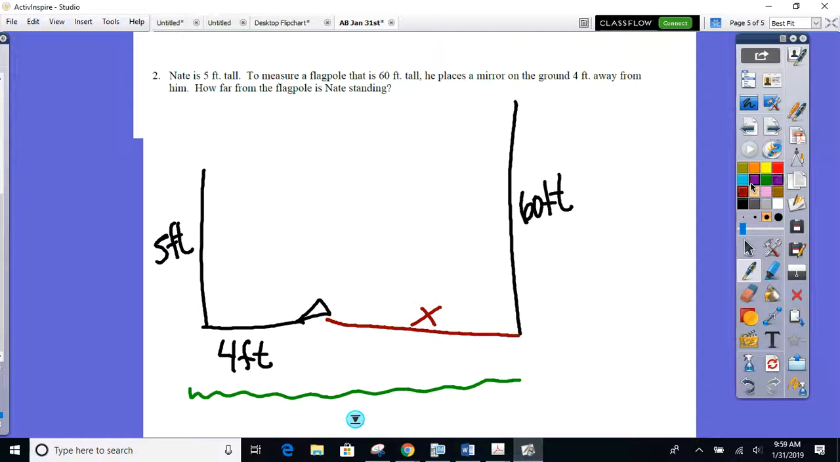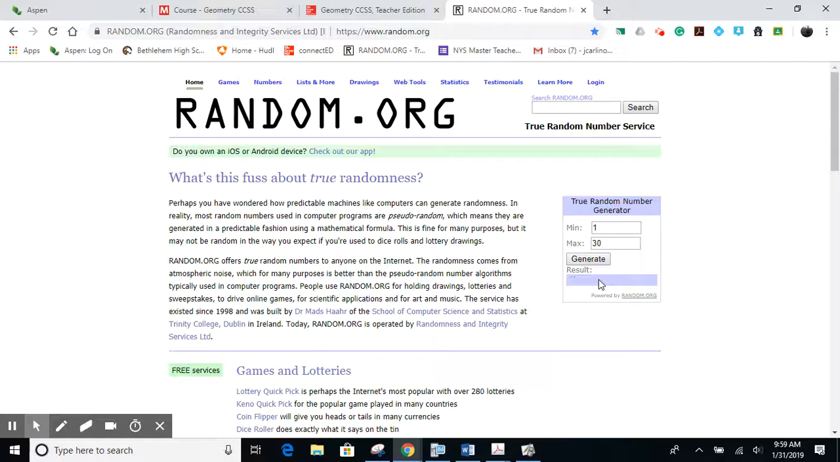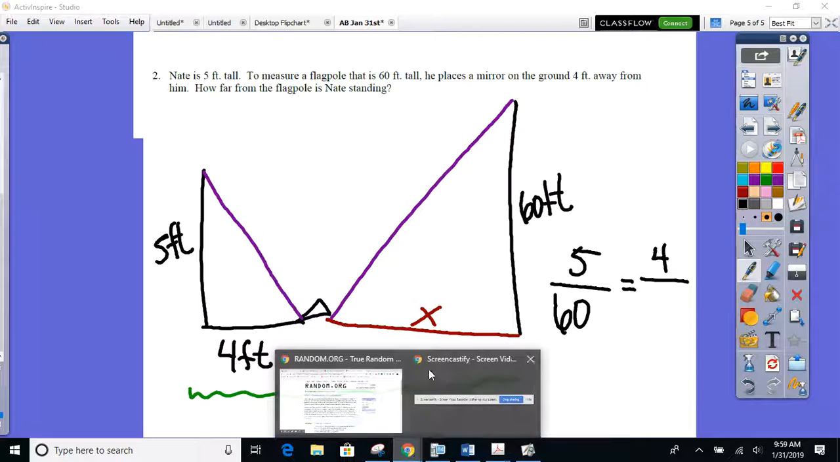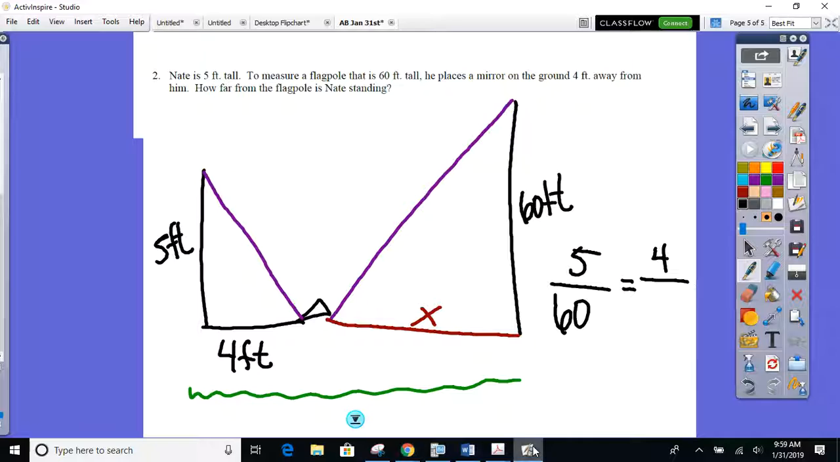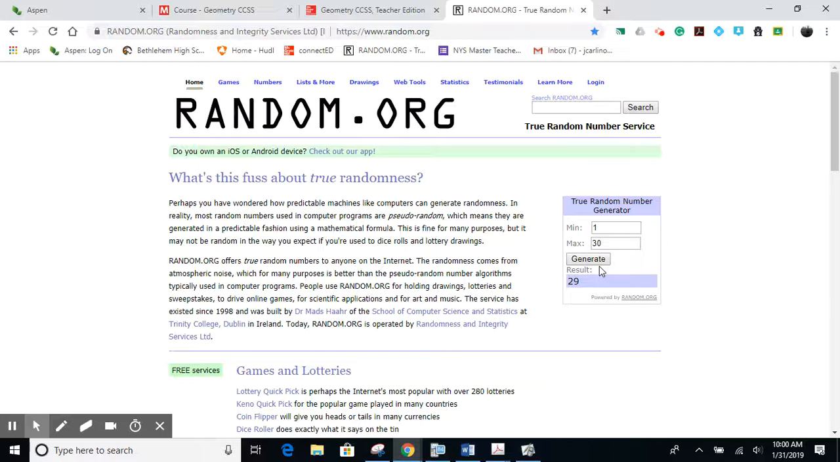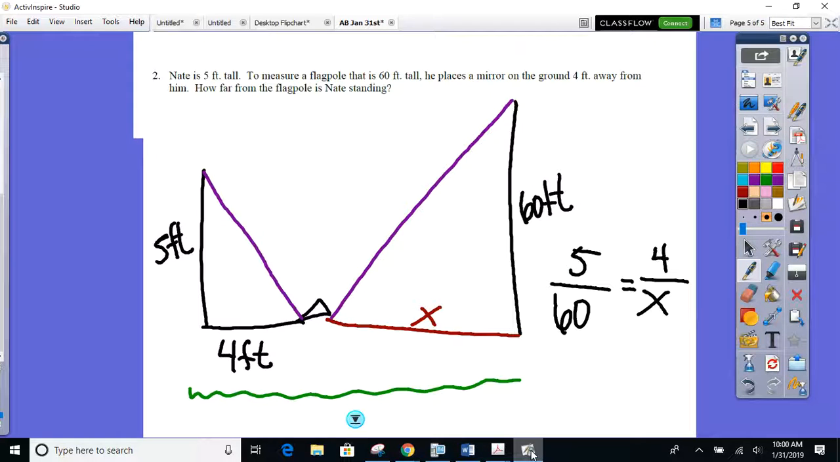I know you don't see it here, but these are triangles. What's the 5 correspond with? The 60. And in the same triangle, what's the 4 correspond with? X. Okay, so I can use similar triangles here to find the flagpole to the mirror. Whenever you're ready, take your time, when you find X, 48.